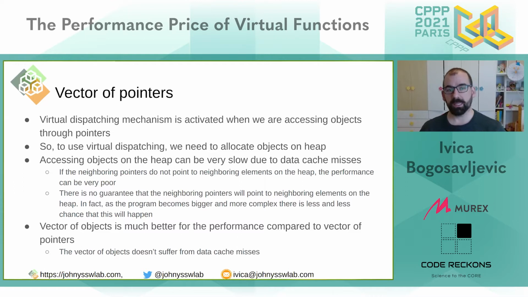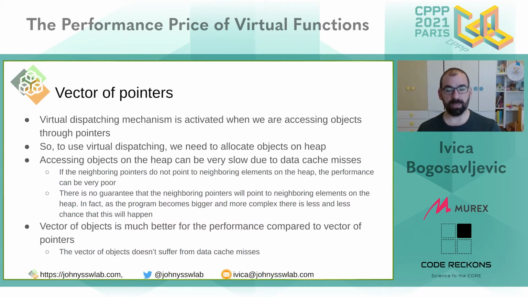The title of this slide is Vector of Pointers. So how is the virtual dispatching mechanism activated? It is activated when we are accessing our object either through a reference or through a pointer. So what does that mean? It means that the objects we are accessing, calling virtual methods on, need to be allocated on the heap.